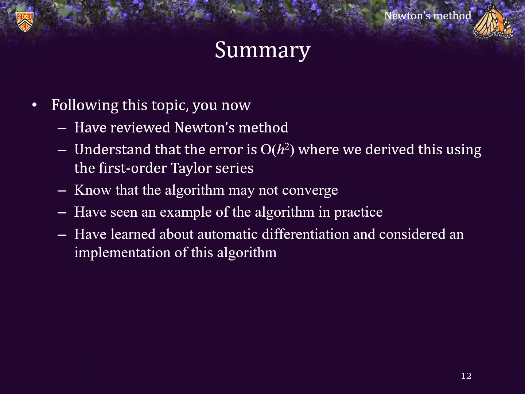Following this topic, you now have reviewed Newton's method, which you saw in your first year calculus course. You understand now, however, that the error is order h squared, and we derived this error using the first order Taylor series. You know that the algorithm may not always converge. You've seen an example of the algorithm in practice where it does converge and converges according to order h squared. And you have learned about automatic differentiation and seen an implementation of this algorithm.